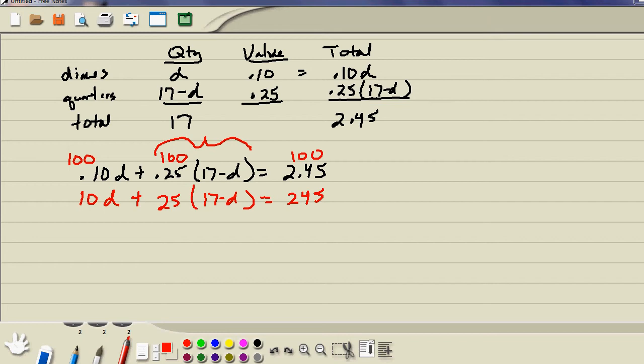All right, let's continue. And I can see already that the book has done it a little bit differently. Did I write something wrong?